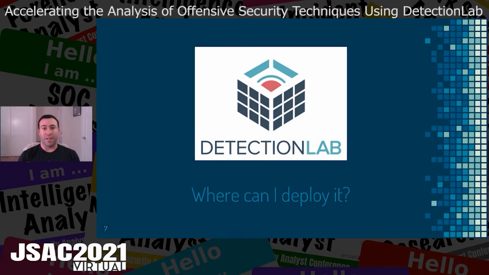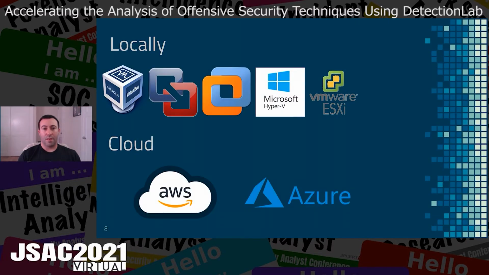In the previous slide, I mentioned that one of the benefits of DetectionLab was that it could be deployed in many different ways. As of today, DetectionLab supports local deployment on VirtualBox, VMware Workstation and Fusion, Microsoft Hyper-V, and VMware ESXi. And as for the cloud, DetectionLab can be deployed to AWS and Azure.